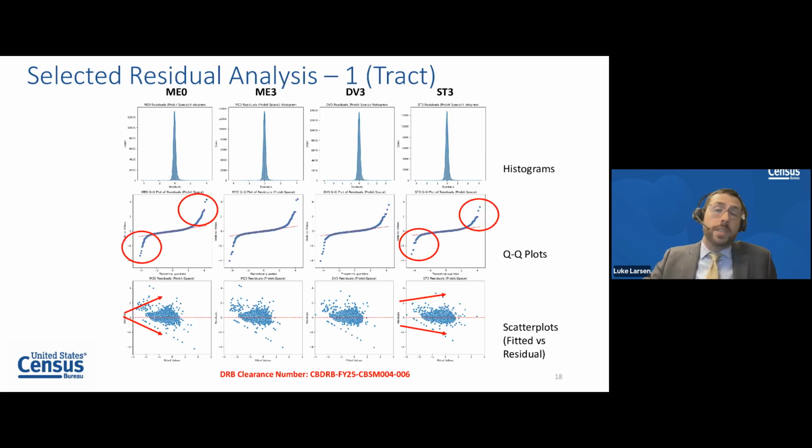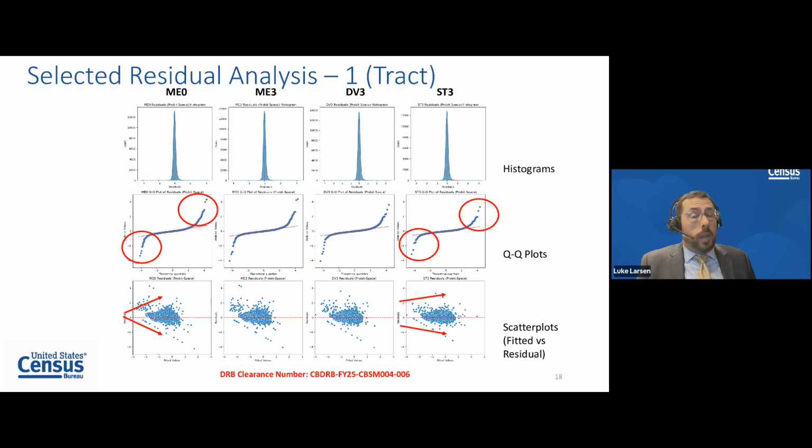A more interesting story is told with the residuals. And here we've got histograms of the residuals where you can't say a whole lot of difference, but I can say that the distribution is a little bit tighter the more complex you get, going from left to right.